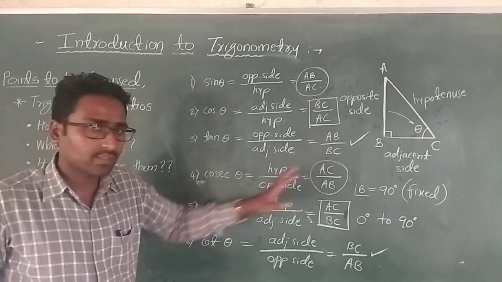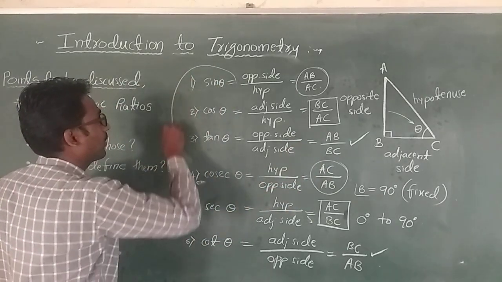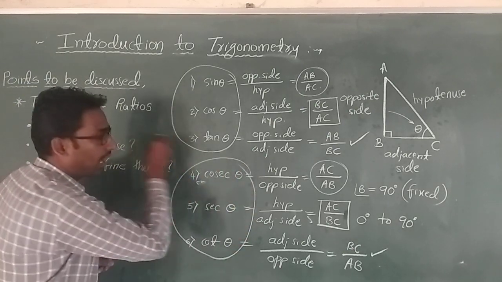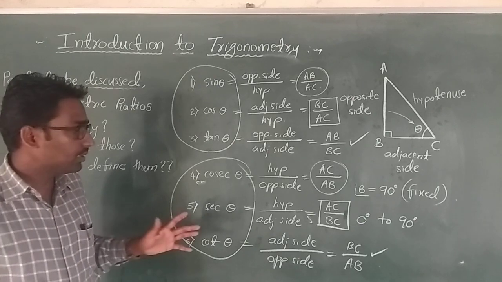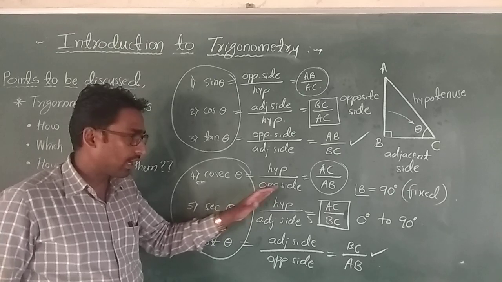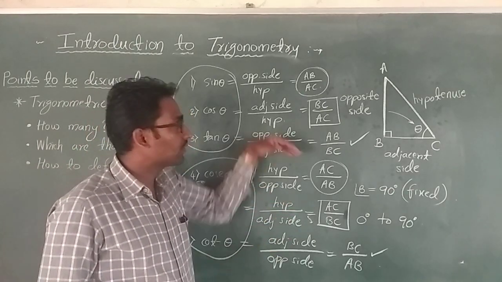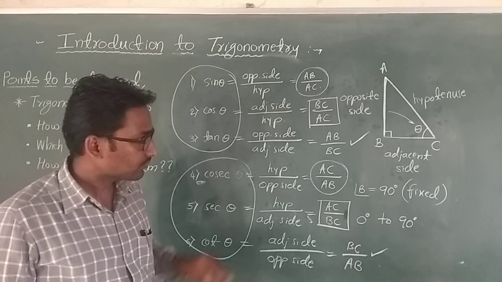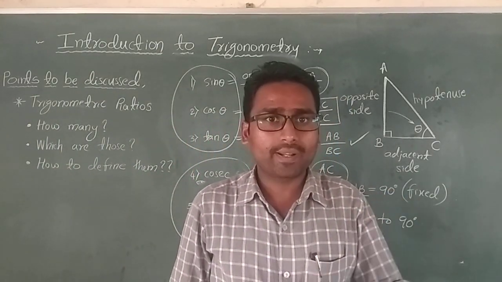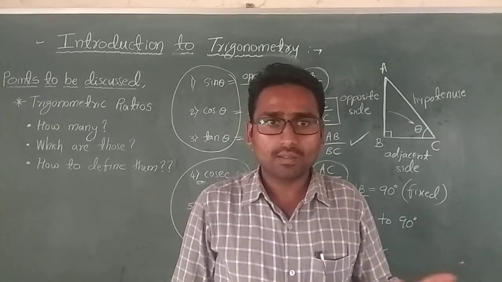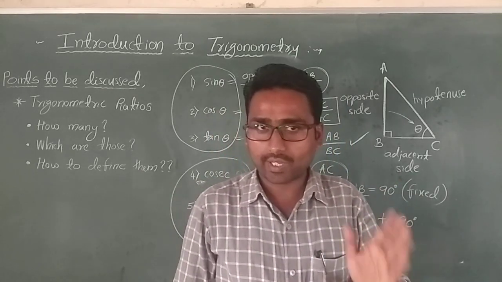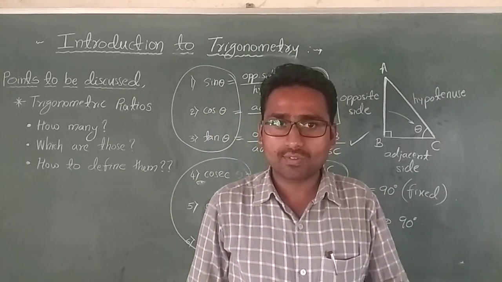So, because of this reason, we call the first 3 functions as primary functions and the next 3 functions as secondary functions. This is because the next 3, that is cosec, secant and cotangent, are exactly the reverse or reciprocals of the first 3. So students, this is how the trigonometric ratios are defined in mathematics. I hope you understood all the 6 trigonometric ratios and their definitions thoroughly.